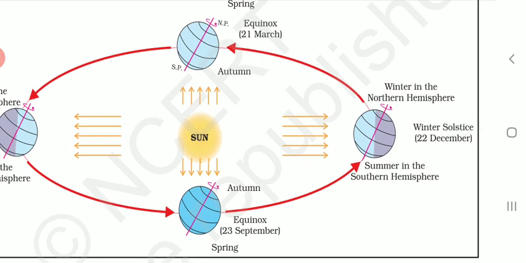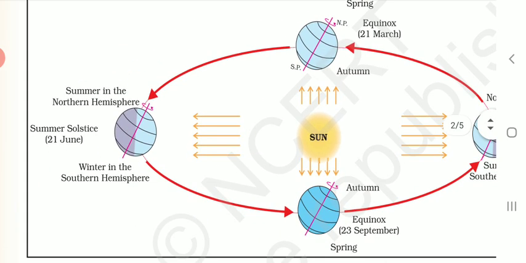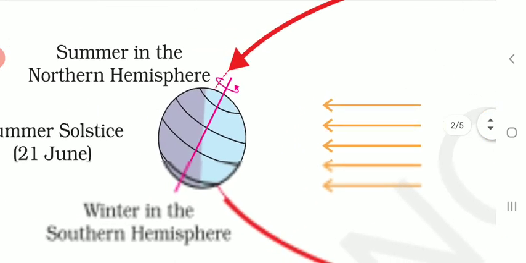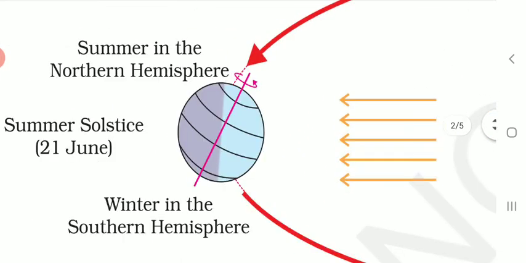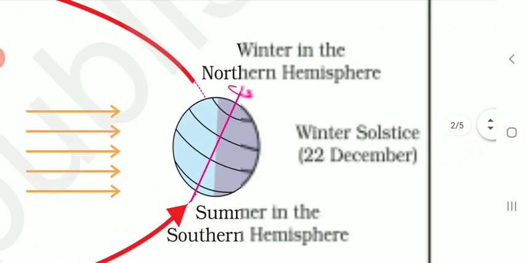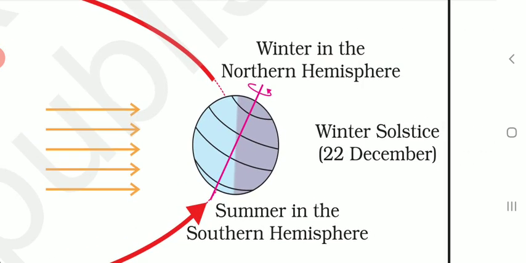Because this time you will see the positions of the northern pole and the southern pole are just opposite of what you can see in the month of June. As the northern pole is far from the sun rays, or from the sun, there is winter in the northern hemisphere during this time.